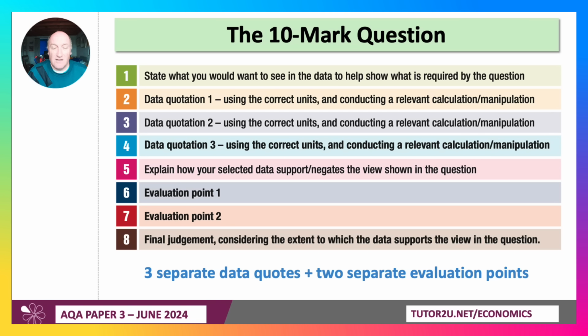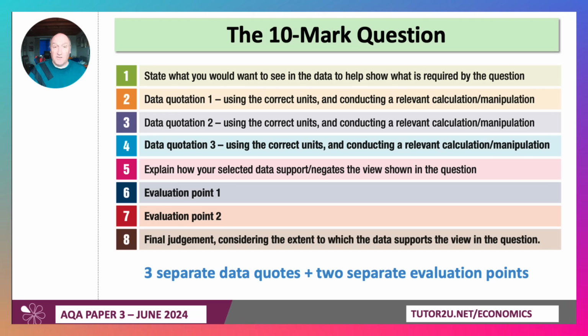So the 10 mark question. This is our suggested structure. You need to state what you want to see in the data to help show what's required by the question. We think there should be 3 separate data quotes in the answer, and 2 separate evaluation points. So quote the data, use the correct units, conduct a relevant calculation and manipulation of the data where necessary. Explain how the data you've selected supports or negates the views shown in the question. Then 2 evaluation points, and a final judgment at the end, considering the extent to which the data supports or doesn't support the view in the question. That's the 10 mark question.